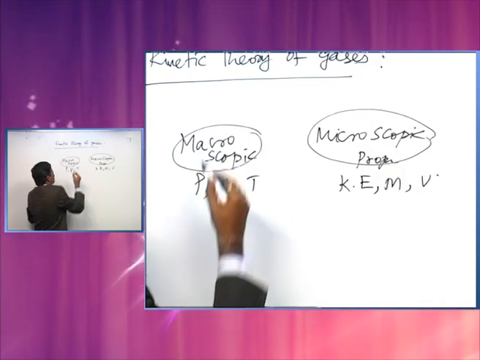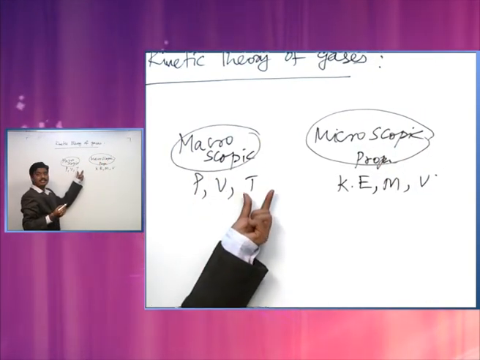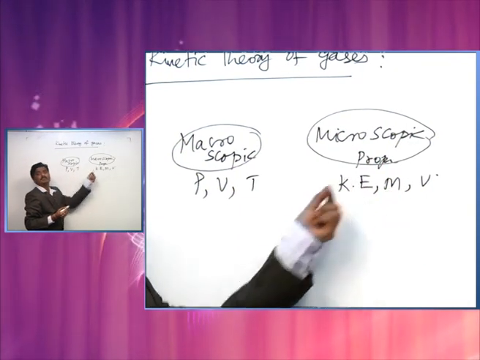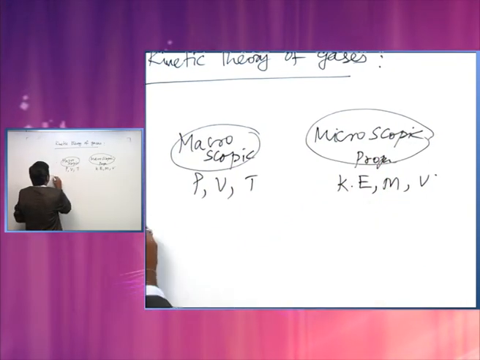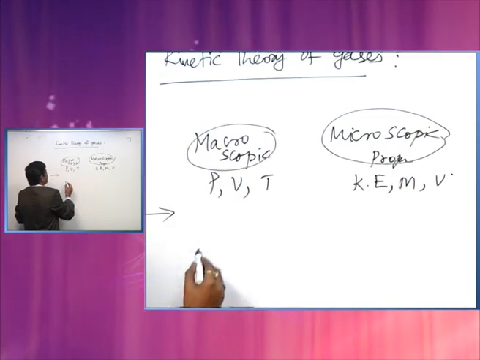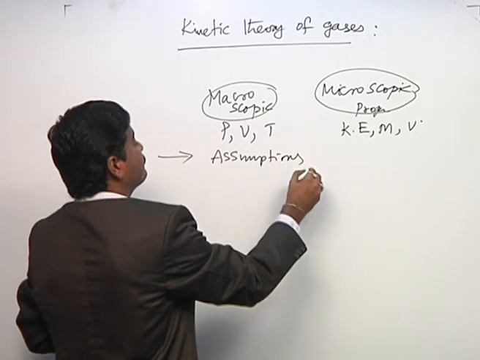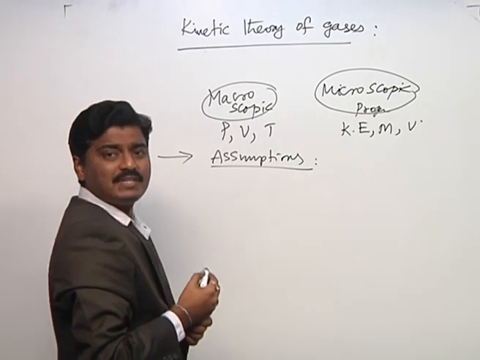So in this chapter, we will see how pressure, volume and temperature can be related to kinetic energy, velocity and momentum. Before discussing the kinetic theory of gases, we define some assumptions. So what are the assumptions of the kinetic theory of gases?